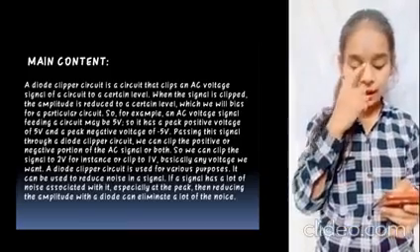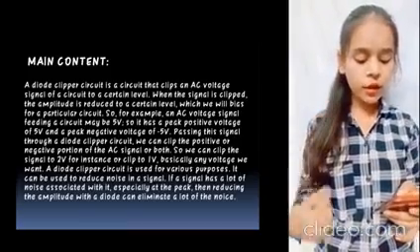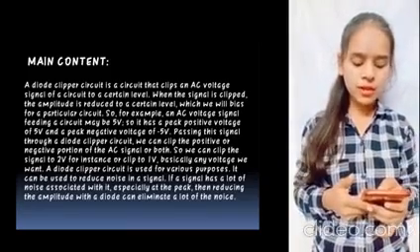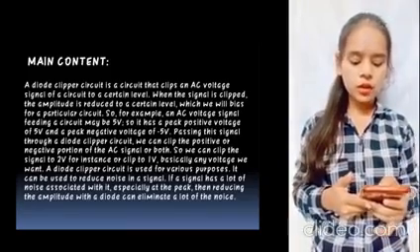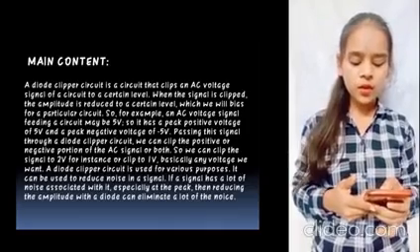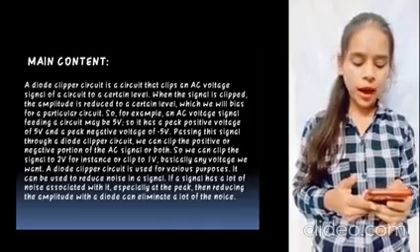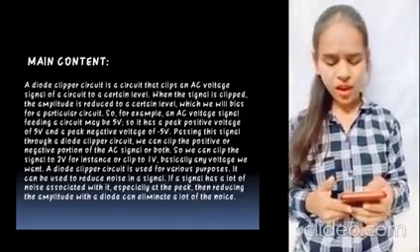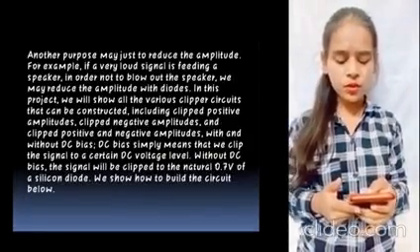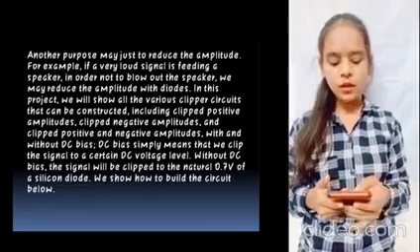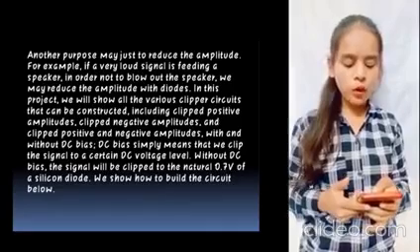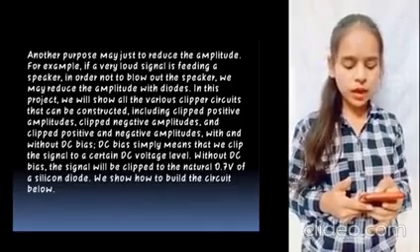A diode clipper circuit is used for various purposes. It can be used to reduce the noise in a signal. If a signal has a lot of noise associated with it, especially at the peak, reducing the amplitude with the diode can eliminate a lot of the noise. Another purpose may be just to reduce the amplitude. For example, if a very loud signal is feeding a speaker, in order not to blow out the speaker, we may reduce the amplitude with diodes.